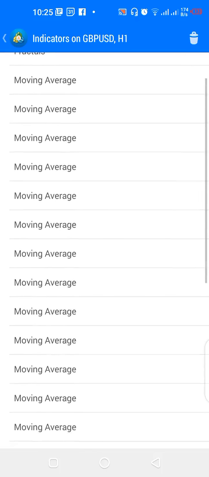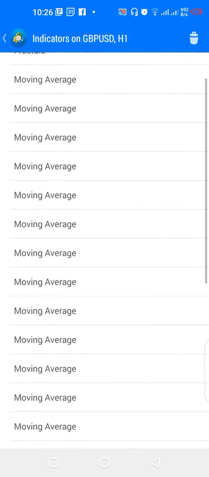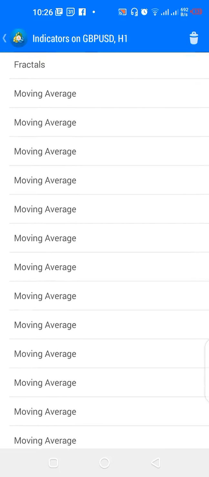Now let's look at the 11th moving average, which is a 29 EMA. The color is purple. So if we go to the 12th moving average.